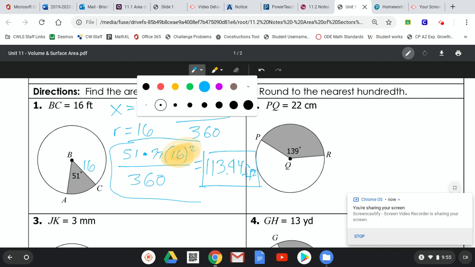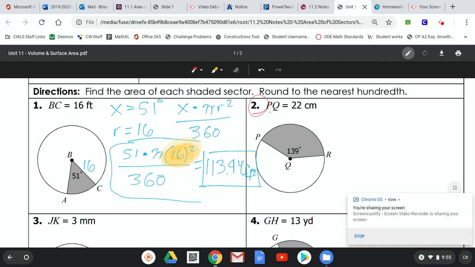All right, so our next one here, number two. Okay, number two. It tells us PQ is 22. So that should, in your head, you're saying, oh, yeah, that's a radius. Okay, so PQ is 22. And also we have our x, our degree measure of the arc, is 139. Does everyone see that? That's the degree measure of the arc from the central angle. And then our radius here is 22. Okay, so our formula is right up here, guys.